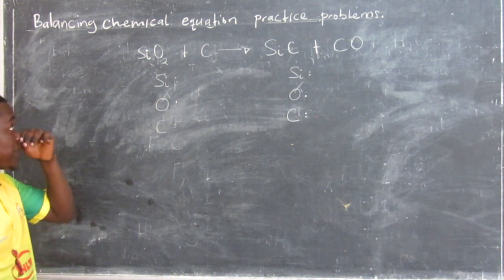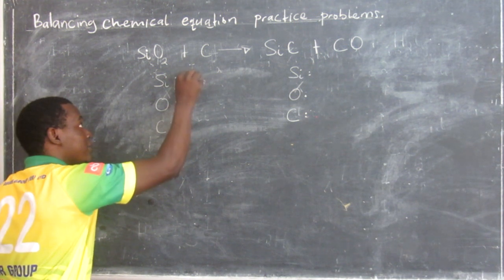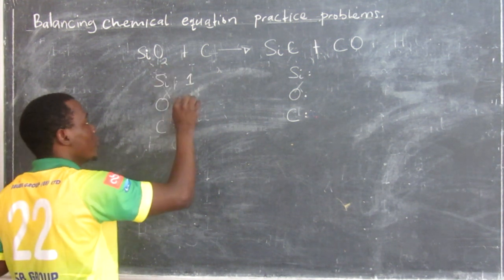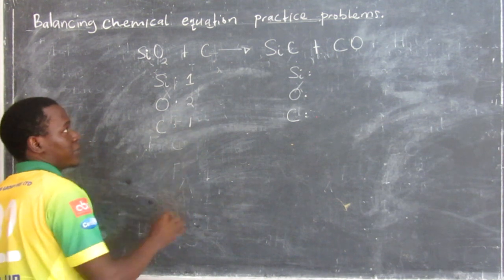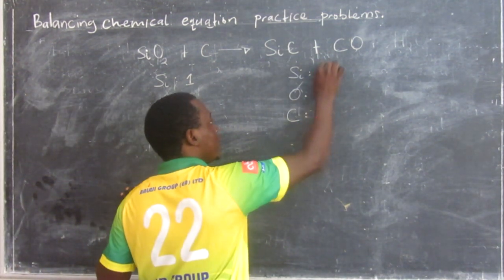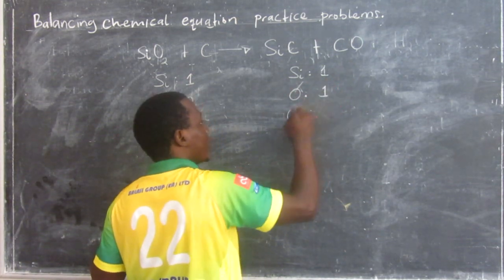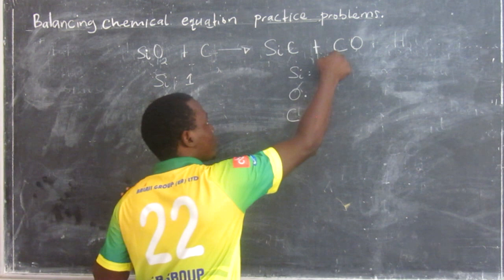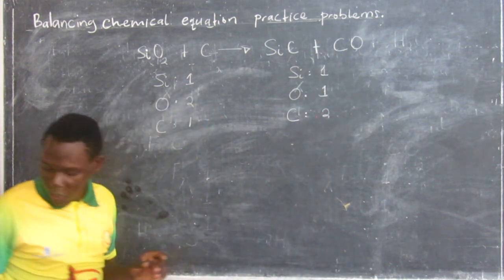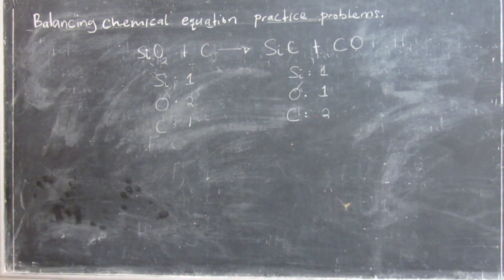Now in this case here, we have 1 of Si, we have 2 of oxygen, and 1 of carbon. On the same side here we have 1, since it is Si 1, oxygen, it is 1, and also carbon, 1 plus 1, that's 2. We have 2 carbons in that case. Is it okay? 2 carbons in that case. Now we need to balance. We need to think where we should put a number so that we can balance this equation. Is it clear, my dear students?